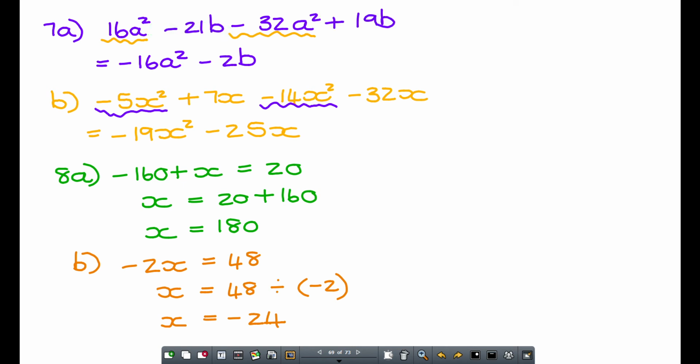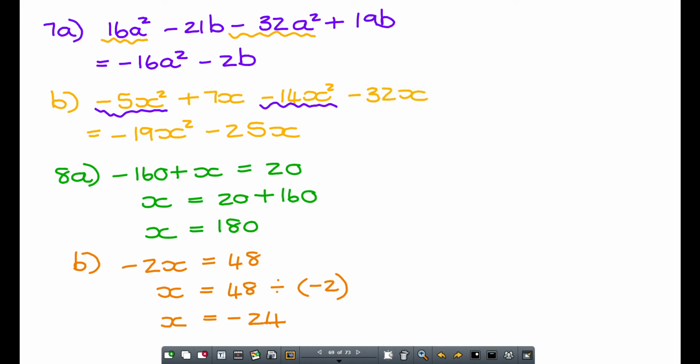Okay. Then at b, minus 5x squared minus 14x squared, they are like terms. So that gives me minus 19x squared. Please remember that the unknown stays the same. Remember we used that example of 6 bananas minus 4 bananas. It's still going to give you 2 bananas, not apples all of a sudden. Okay. 7x minus 32x, those are like terms, so I had to add and at least in this case subtract. So that gives me the minus 25x.